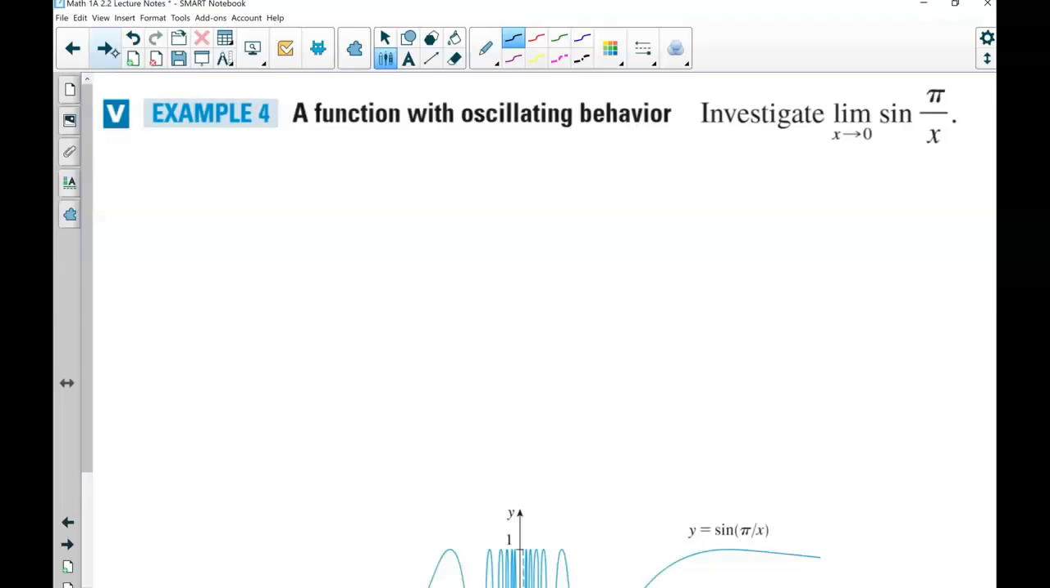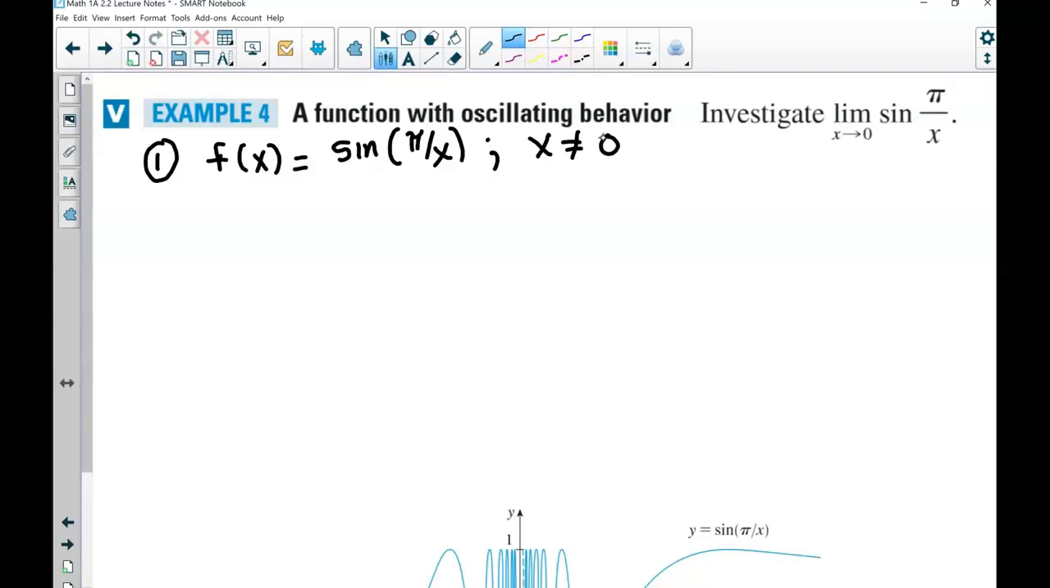Okay, let's take a look at example number 4, which is a function with oscillating behavior. And again, we're going to investigate the limit as x approaches 0 of sine of pi over x. Now, again, we can say that when f of x is equal to the sine of pi over x, it is undefined where x cannot equal 0.